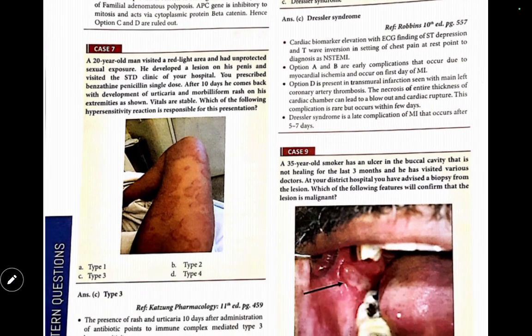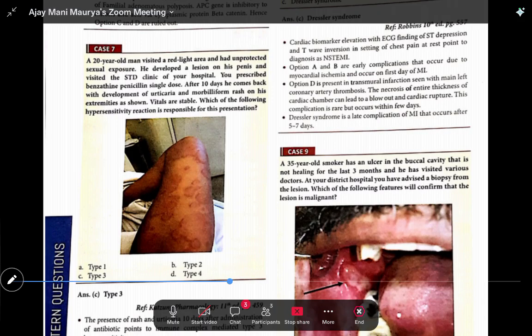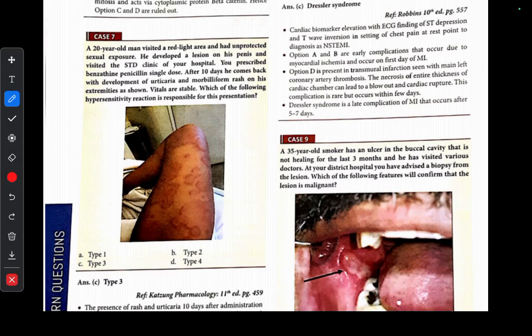See here, this is very important. I think you guys know this answer. A 20-year-old man visited a red light area and had unprotected sexual exposure. He developed a lesion on his penis and visited a clinic. You prescribed a benzathine penicillin injection. Okay, now after 10 days he came back to the clinic and said that he developed urticaria and a morbilliform rash. What is the type of hypersensitivity reaction?